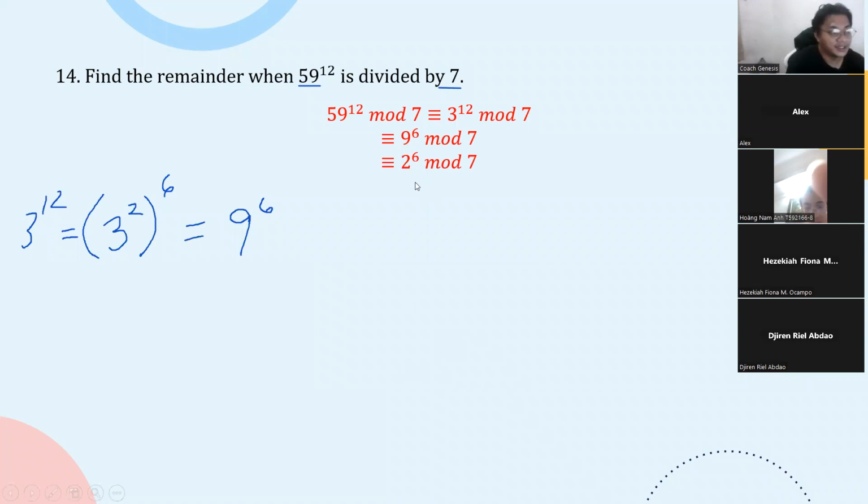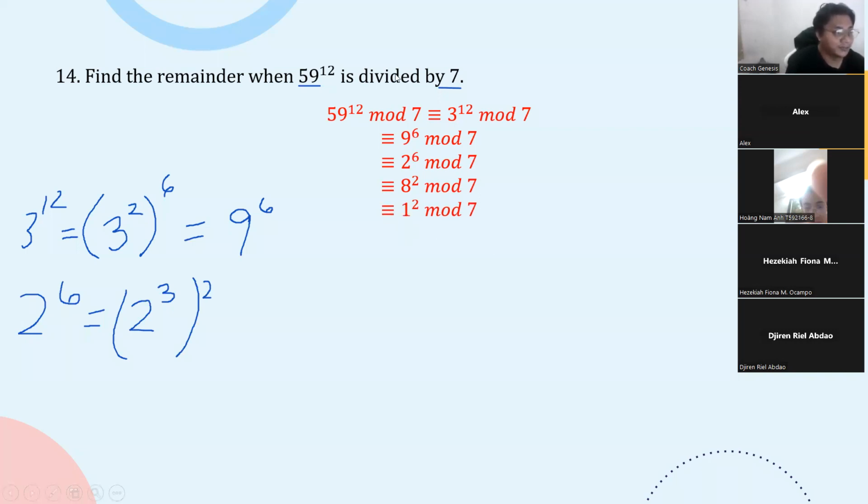Now, 9 under modulo 7 is just 2. So you have 2 raised to 6 modulo 7. And then, well, you can actually simplify this already, but what you can do is you can also express 2 raised to 6 as 2 raised to 3 squared. So that becomes 8 squared modulo 7, which becomes 1 squared.